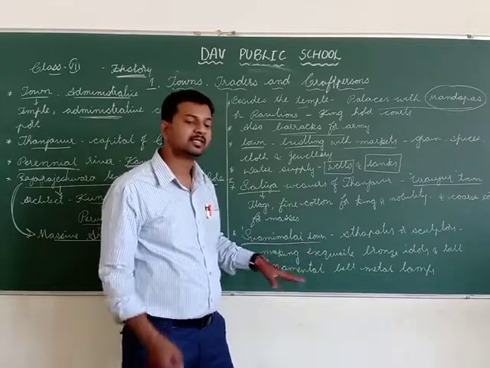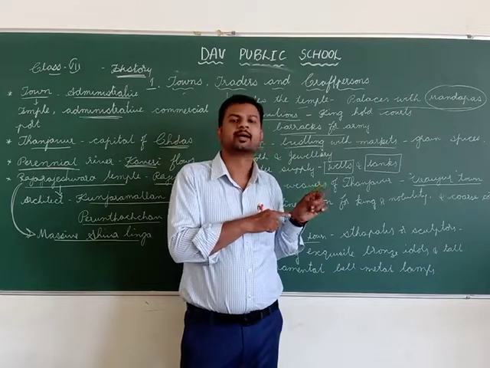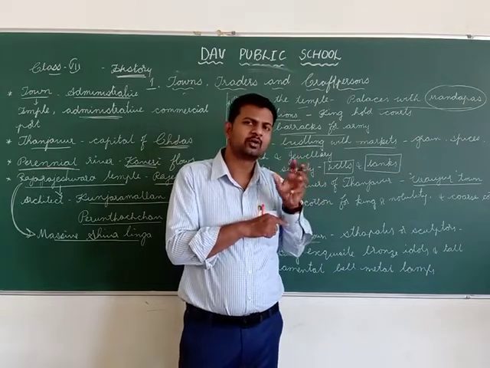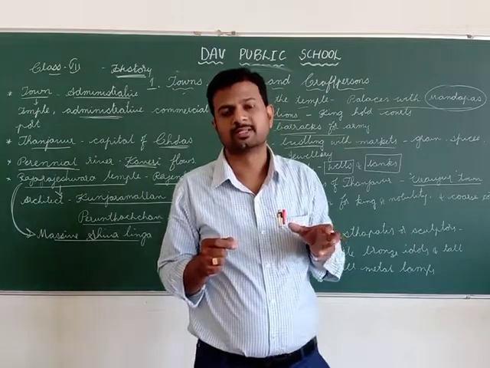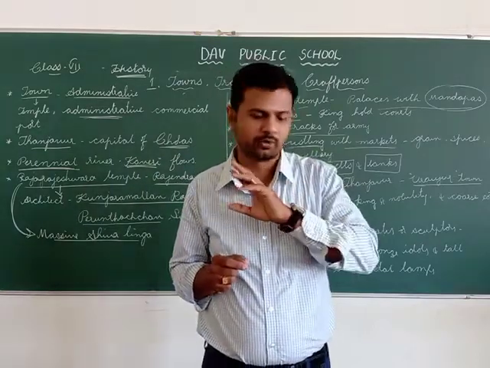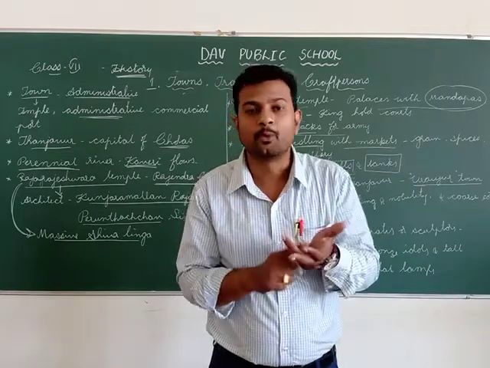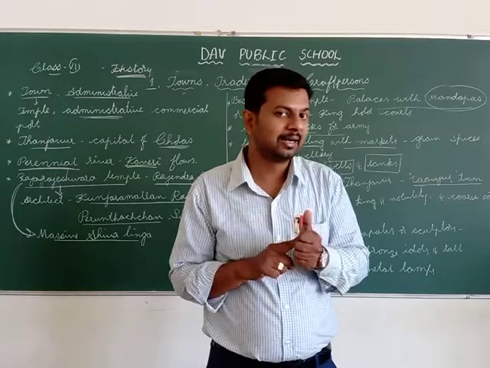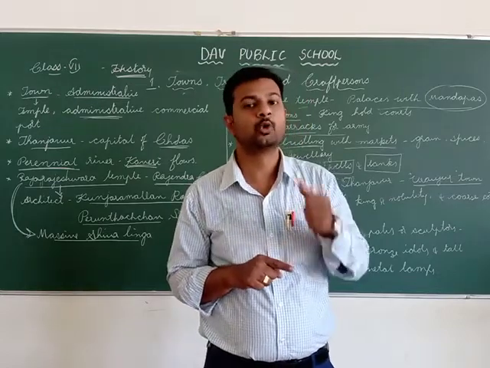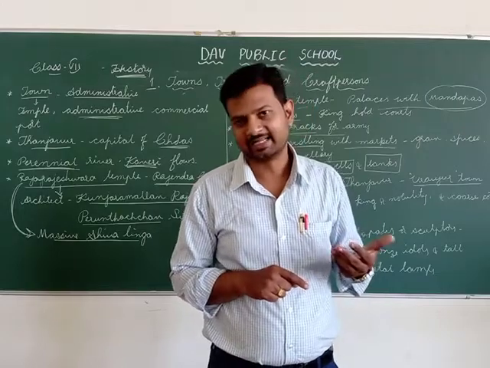Children, in the beginning of the medieval period, they did not know about iron. So what were they doing? They were using bronze, copper, tin and bell metal. They were also using silver and gold. They did not know about iron.